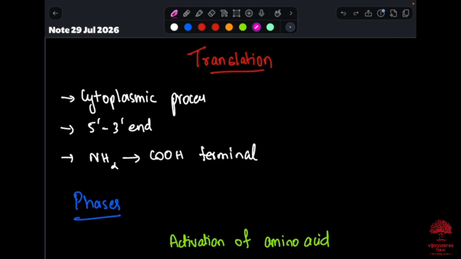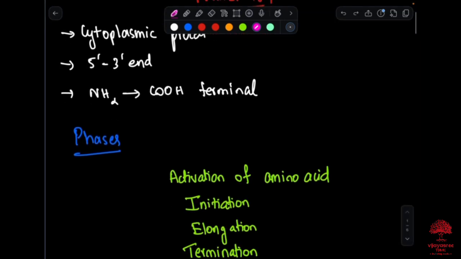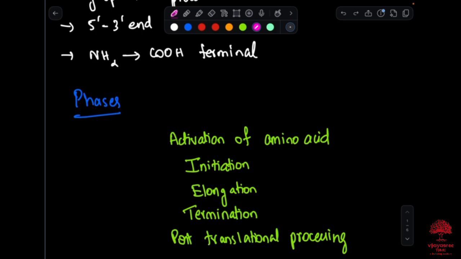So first we have the first amino acid being formed, and then later on the rest of the amino acids, and finally we reach the carboxy terminal. Now let's see the phases involved in the process of translation. First we have activation of the amino acid taking place, and the rest of the steps are similar to that of transcription. There's an initiation step, an elongation, termination, and post-translational processing. Now let's see each of these steps in detail.